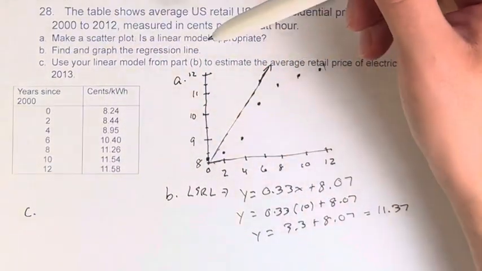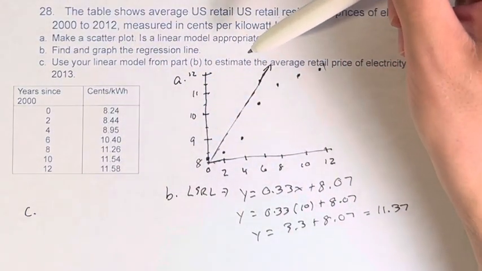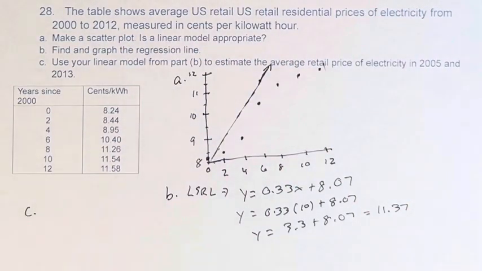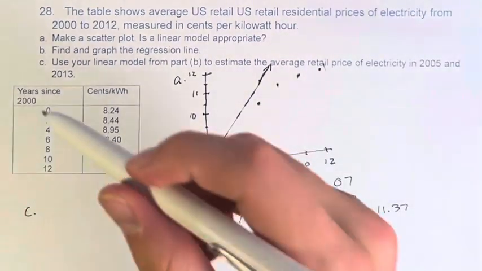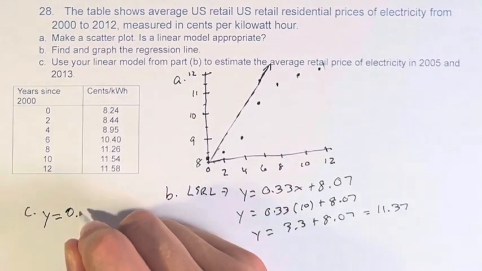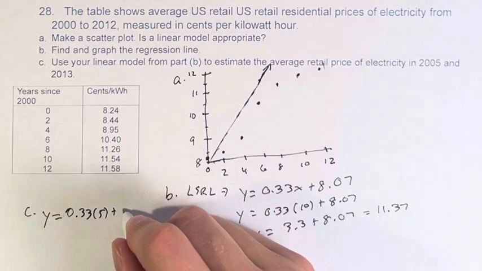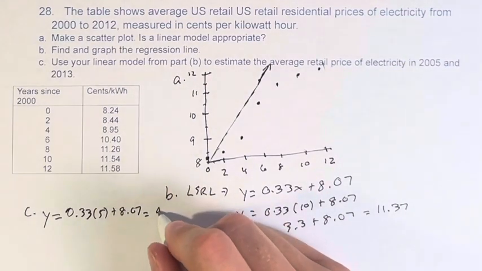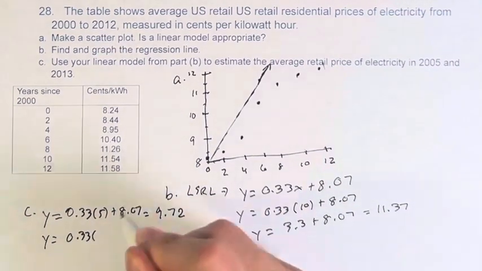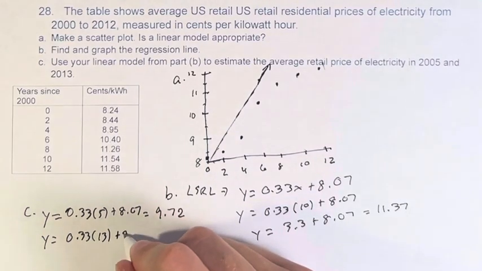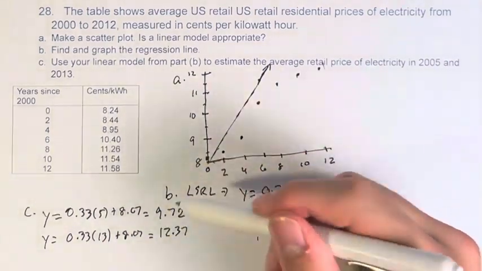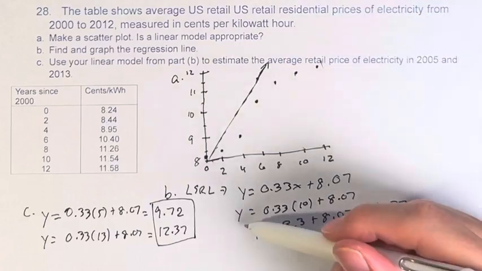Finally, for C, we're asked to use our linear model from part B to estimate the average retail price of electricity in 2005 and 2013. So 2005 was 5 years after 2000. So therefore it's y is equal to 0.33 times 5 plus 8.07. This is equal to 9.72, roughly. And y is equal to 0.33 times 13, as 2013 is 13 years after 2000, plus 8.07, is roughly 12.37. So these are the estimated prices if we were to extrapolate.